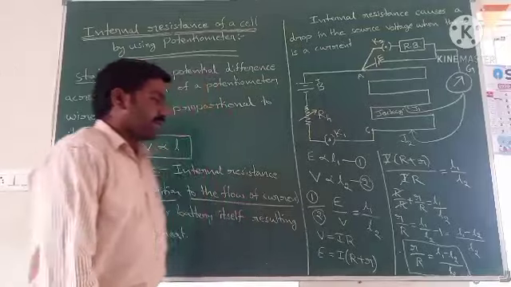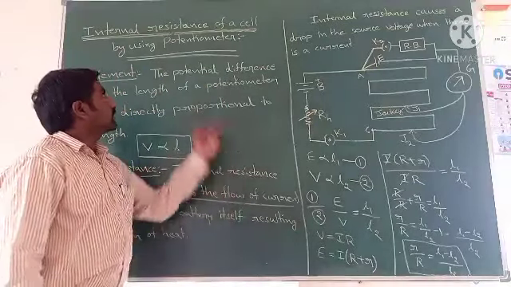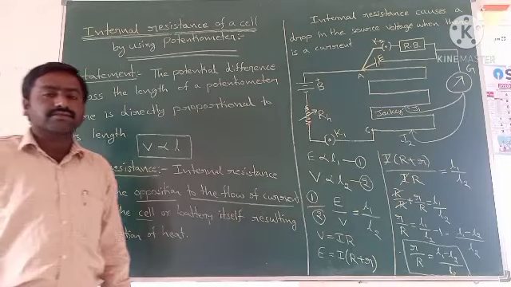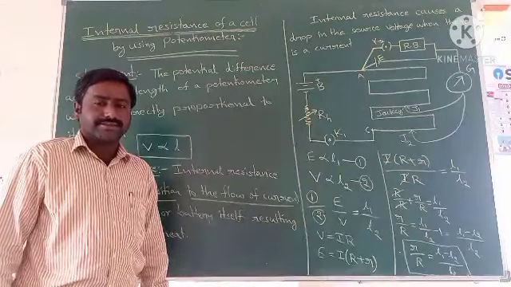So this equation represents the internal resistance of a cell. In this way we can calculate the internal resistance of a cell by using a potentiometer. Thank you.